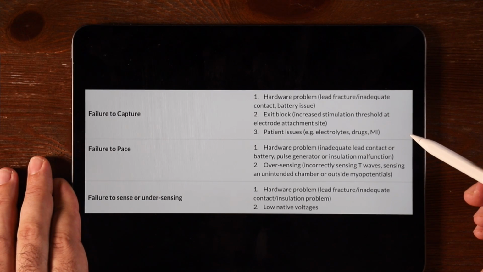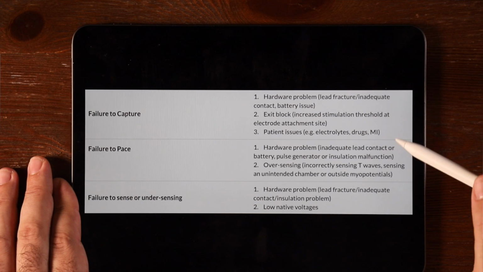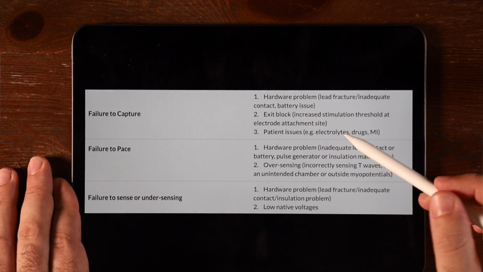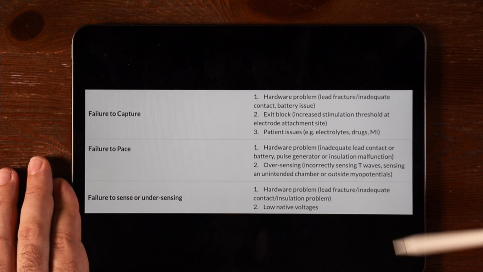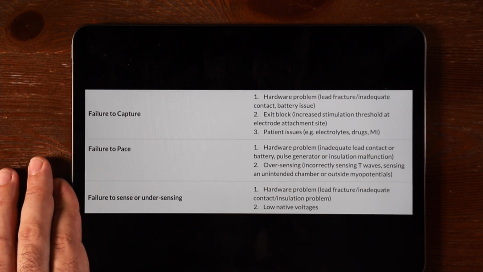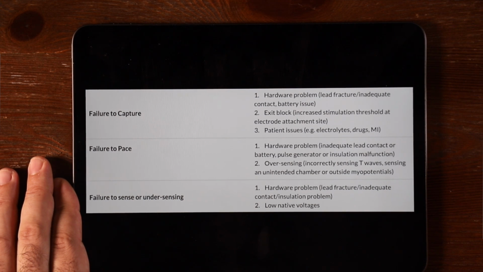So I gave you a screenshot here of why the failures happen. If it's failure to capture, you might have a hardware problem, an exit block, or patient issue, either electrolyte drugs or myocardial infarction, and you read the rest. And that's why this pacemaker is failing.